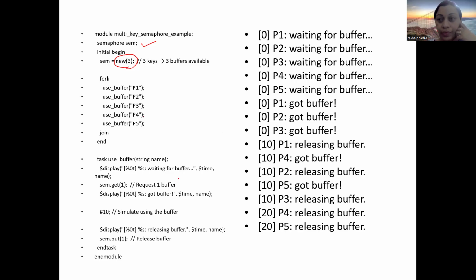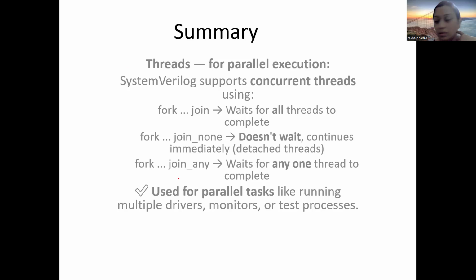So that is how this parallel concurrent execution works. Okay, the summary is threads for parallel execution. SystemVerilog uses concurrent threads using fork join_none, or fork join_any, right? So three variants we have under fork, which are all used for parallel tasks like running multiple drivers, monitors, or test processes.